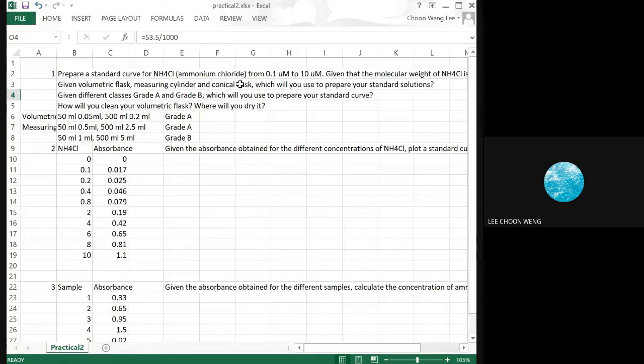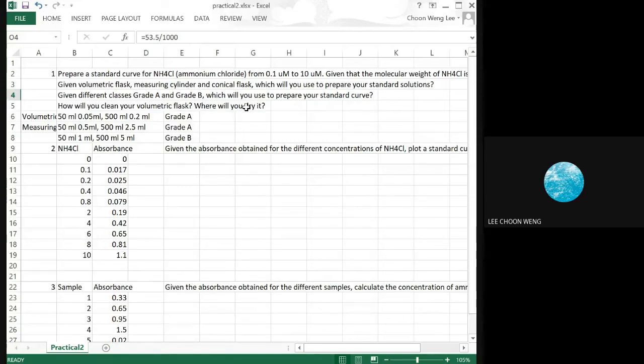It's a wrong practice. You shouldn't do that. Even measuring cylinders are not accurate. For standard solutions, you must always use volumetric flasks. Okay, volumetric flasks. So there is one question here. How will you clean your volumetric flask? Where will you dry it?